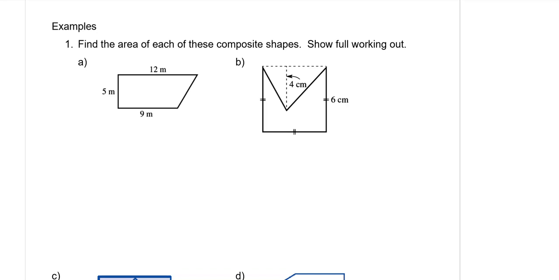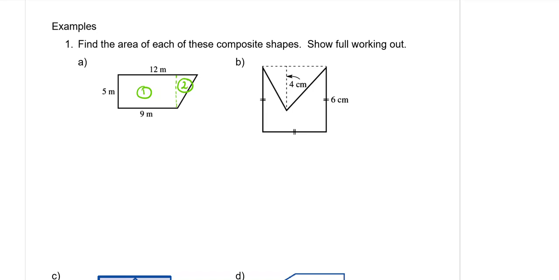Okay, but the first method, when I look at this shape, I can see that there are two shapes. If I chop it down here, I can cut that into a rectangle and a triangle. So I'm going to call this rectangle shape number 1, and the triangle is going to be shape number 2. And I'm going to find the area of each of them, and because they're next to each other, I'm going to add them together to find the total area.